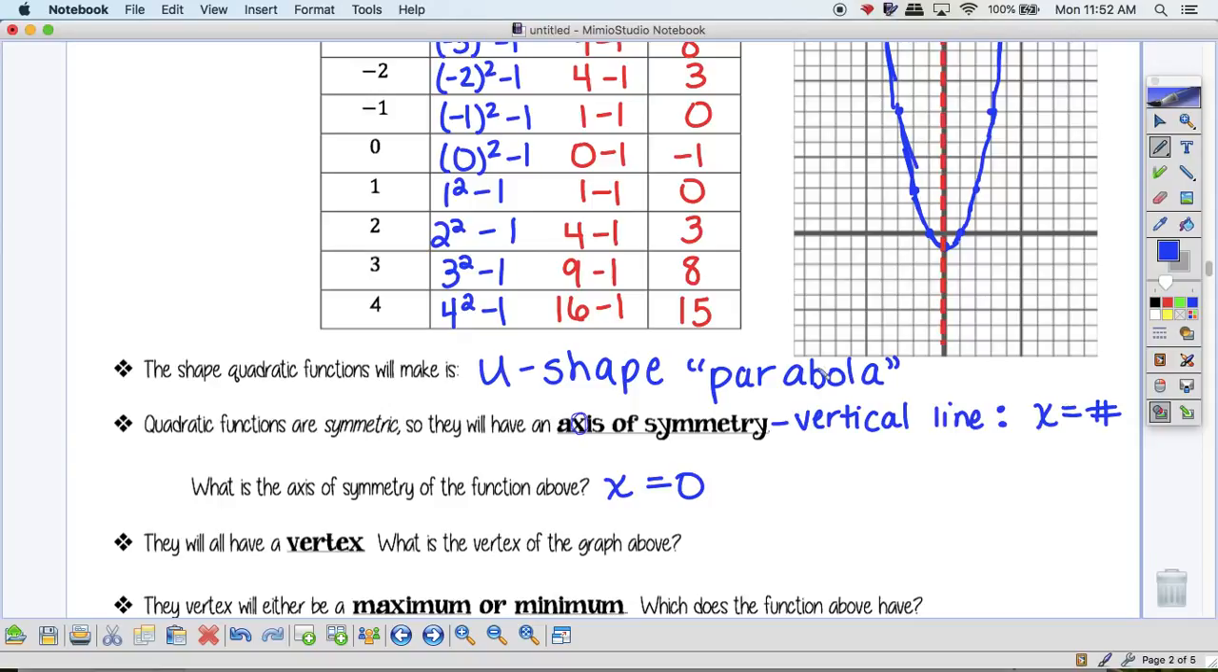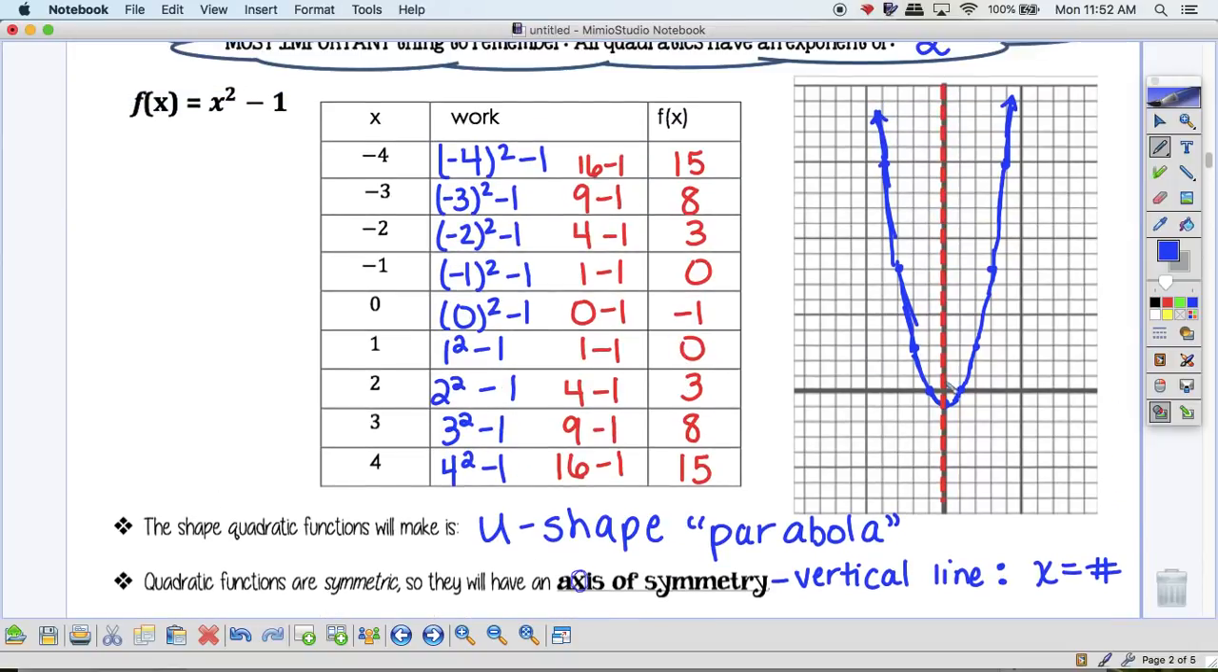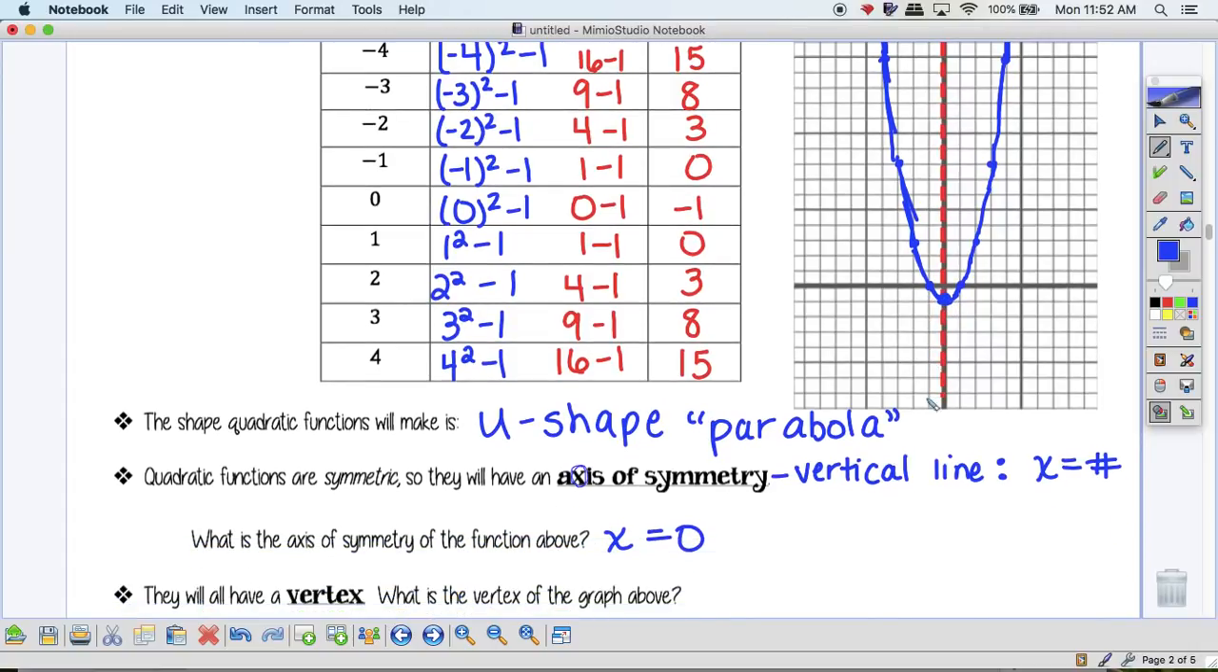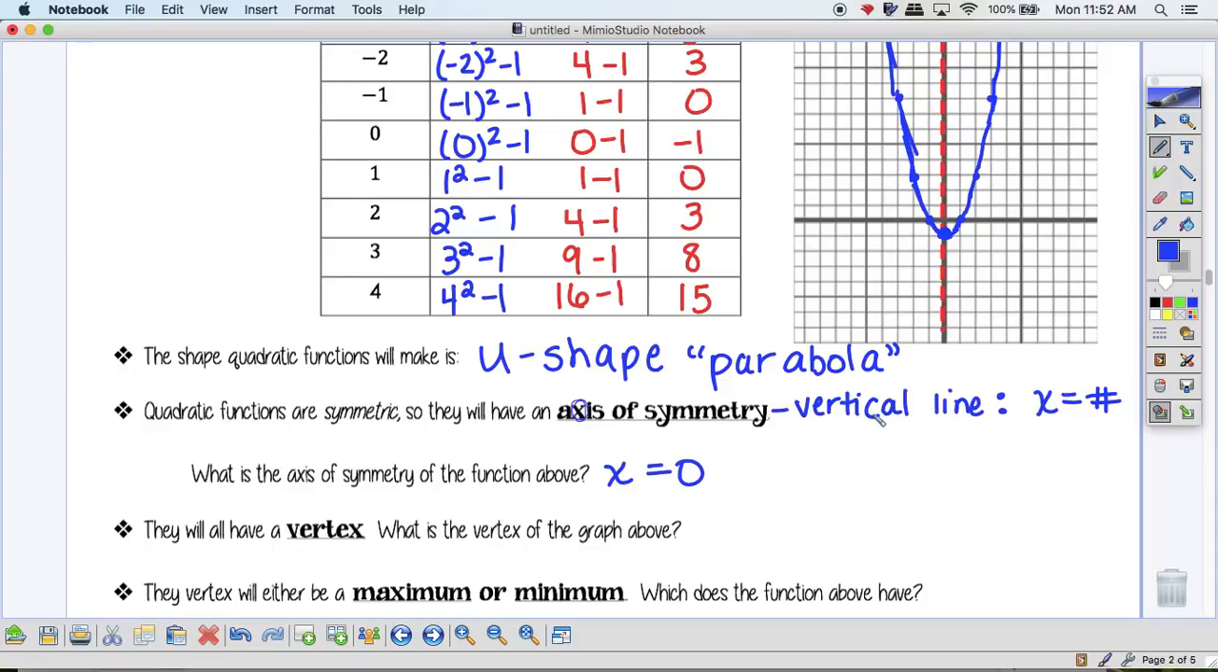Quadratic functions are always going to have what's called a vertex. Can you guess where the vertex would be on this graph? The vertex is going to be the lowest point for this graph. Okay, vertex is going to be an ordered pair. Axis of symmetry is always an equation of a line. Vertex is going to be an ordered pair. This is the ordered pair 0, -1 is the vertex.